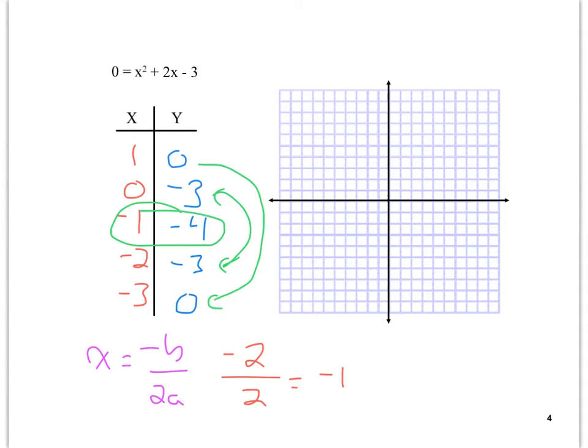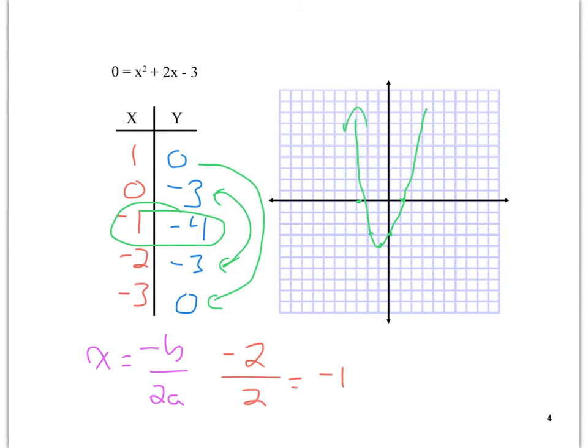Let's plot our points. I have 1 comma 0. That's going to be right here. I have 0 comma negative 3. That's right here. I have negative 1, negative 4. That's right here. Negative 2, negative 3. That's right here. And I have negative 3, 0. That, of course, is right here. Here's my parabola.